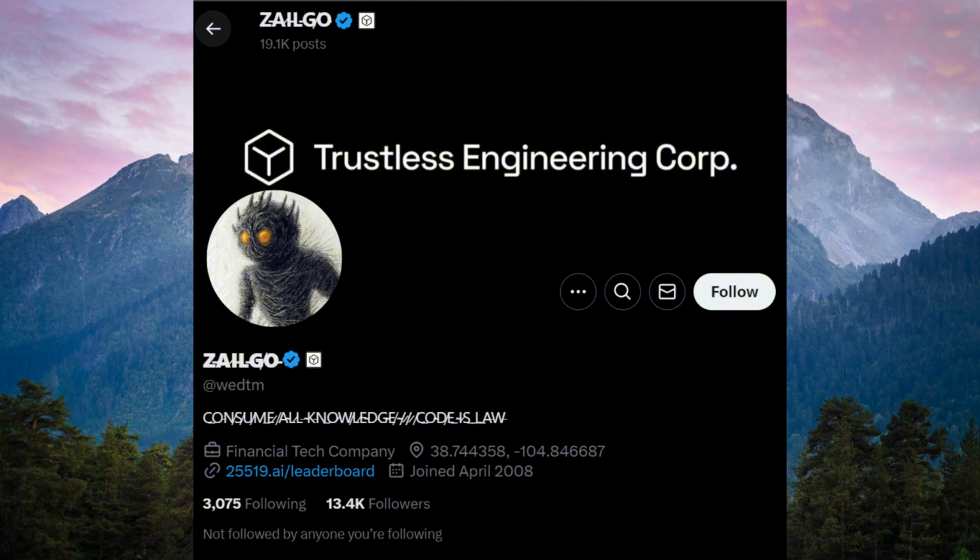Today we're going over the ZAILGO token. This token has just received a couple of big centralized exchange listings today, making it a very popular token with a big market cap and a solid 24-hour trading volume. We're going to go over the details of the ZAILGO token and how you can get it in just a moment. But first, a quick disclaimer.